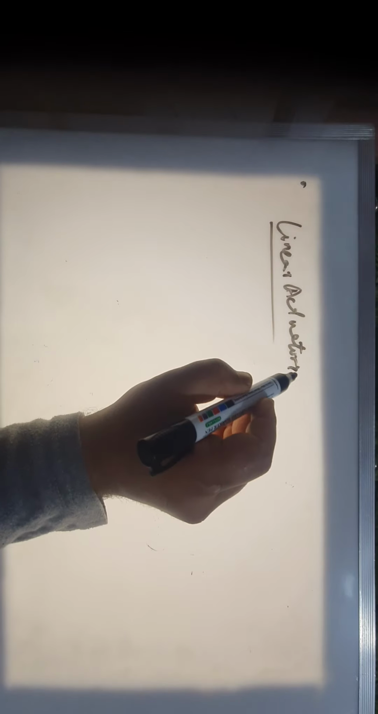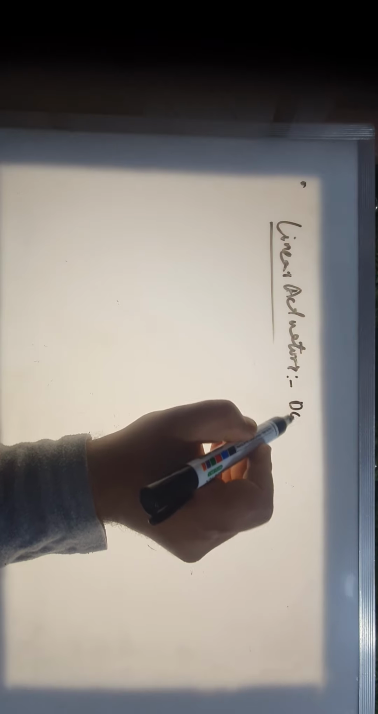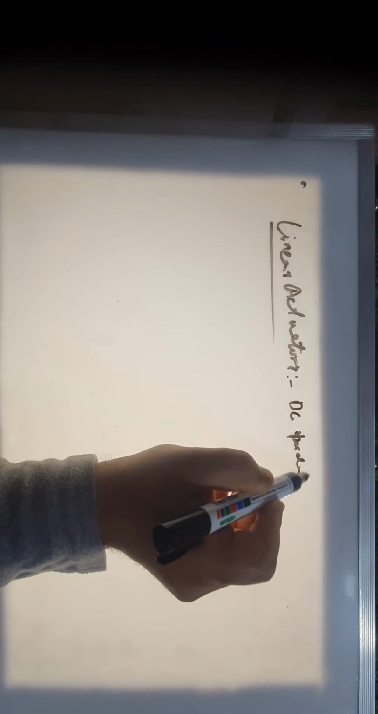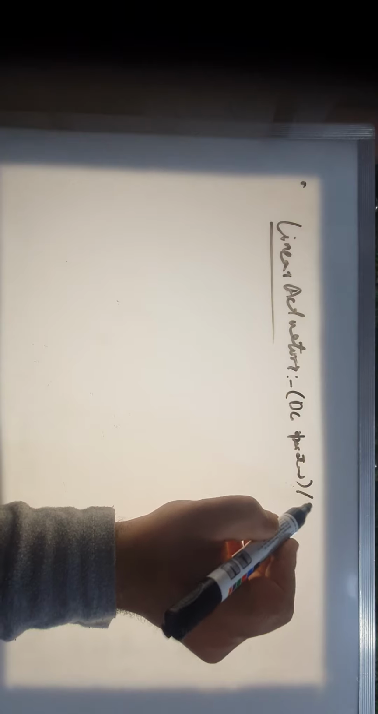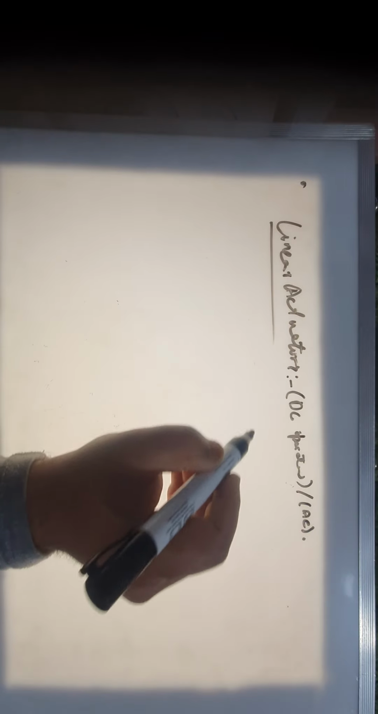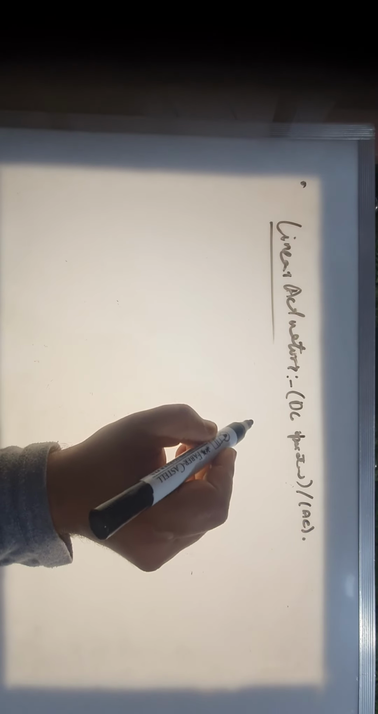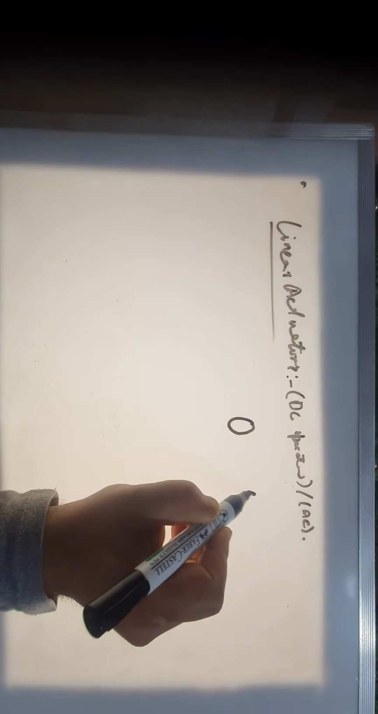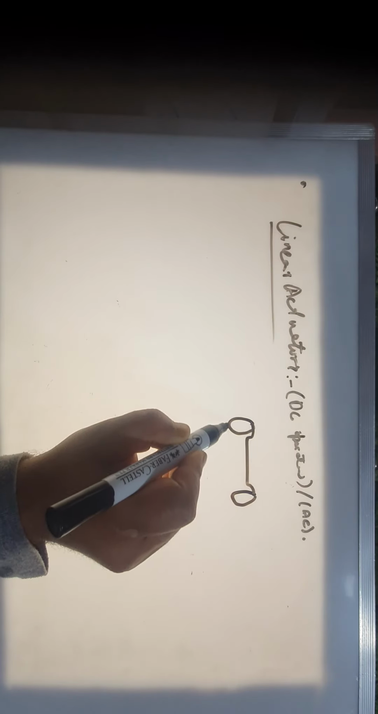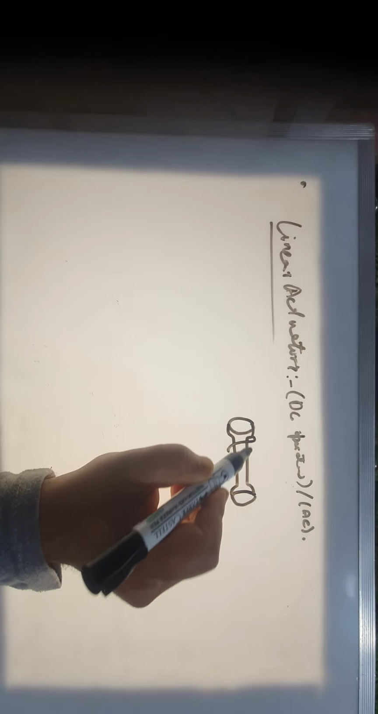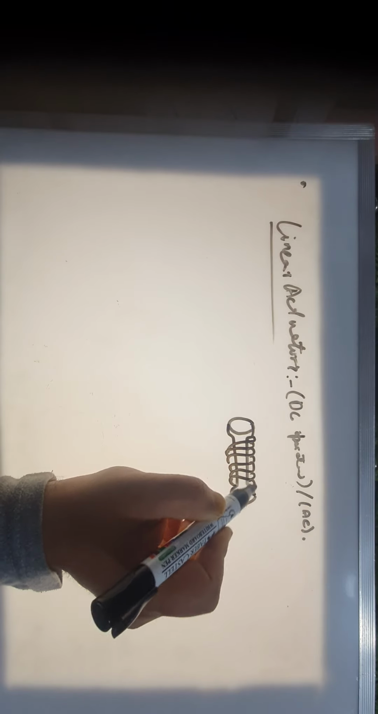So let us start with the linear actuators. So linear actuators are normally DC operated. Can be AC operated too, but with some minor adjustments. What is there in linear actuator? You simply have a coil. So you have a slot, and along that slot you have a coil.